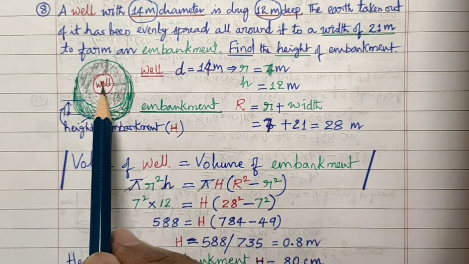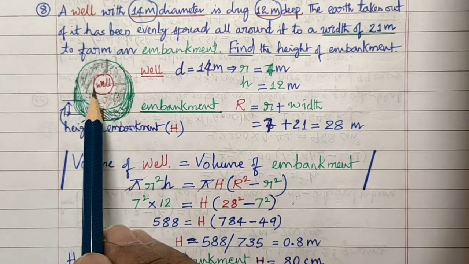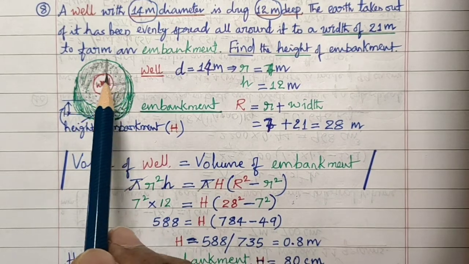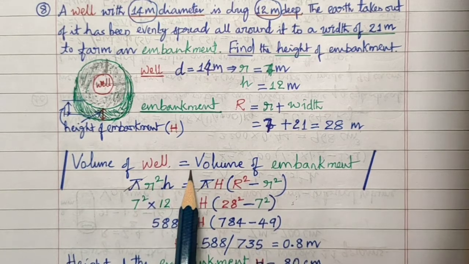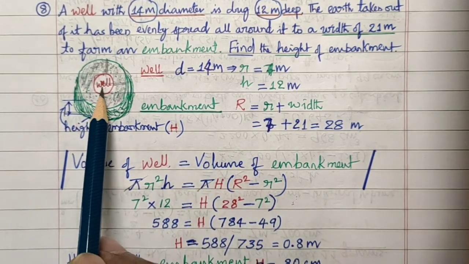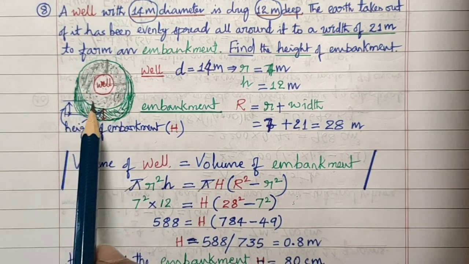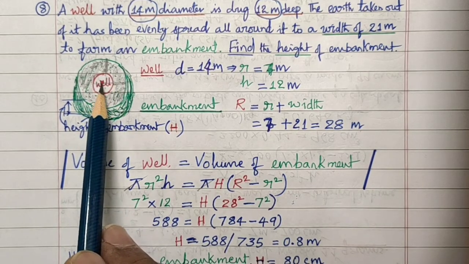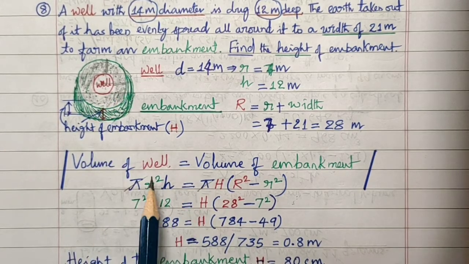Whatever mud they have taken out from the well, that mud only they have put around. Therefore, the volume to dig a well is equal to the volume to make an embankment around the well. The volume of the well is equal to the volume of the embankment. We have taken the mud out from the well and put it around the well to make an embankment.